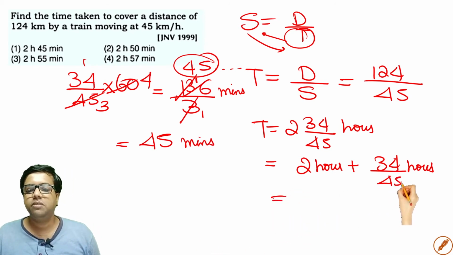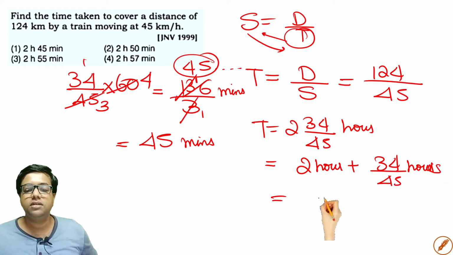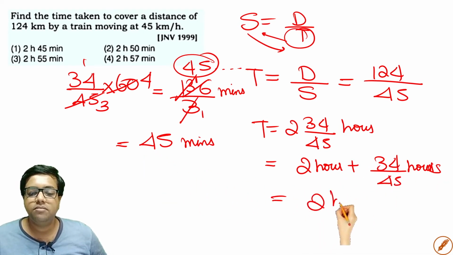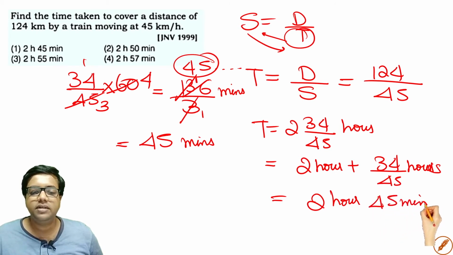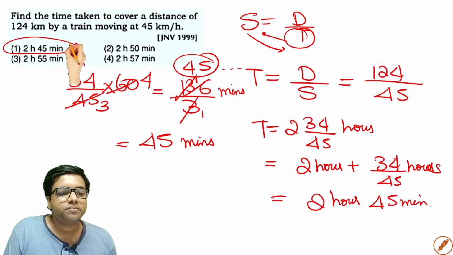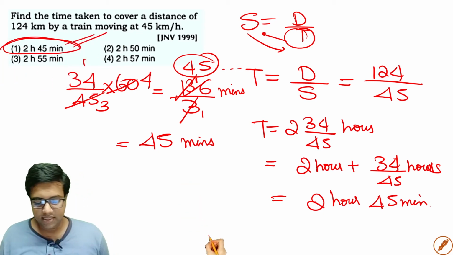Therefore 34 by 45 hours is equal to 45 minutes. So the time taken is 2 hours and 45 minutes. Do we have it in our answer? Option 1 is the right answer.